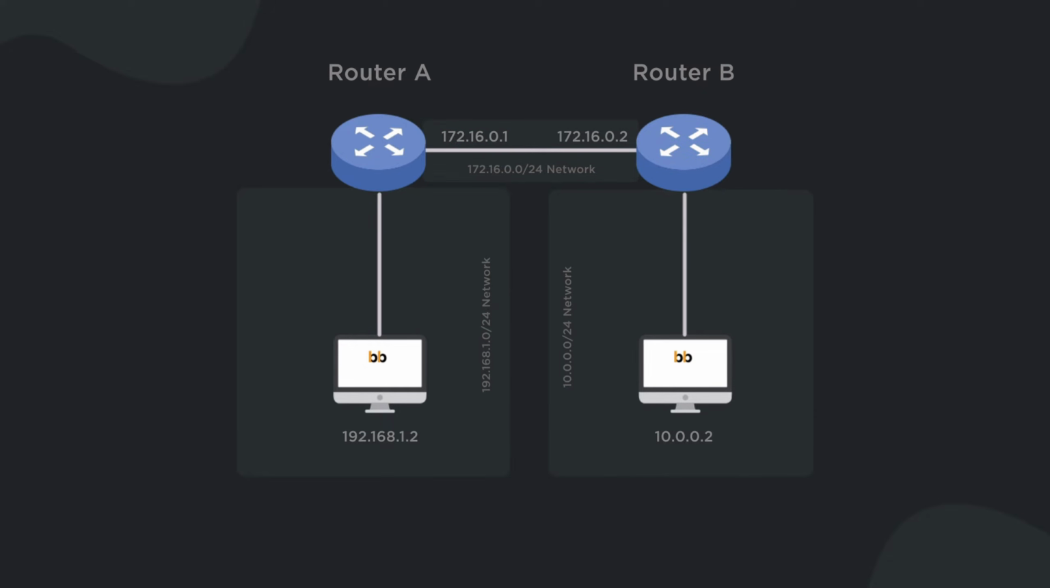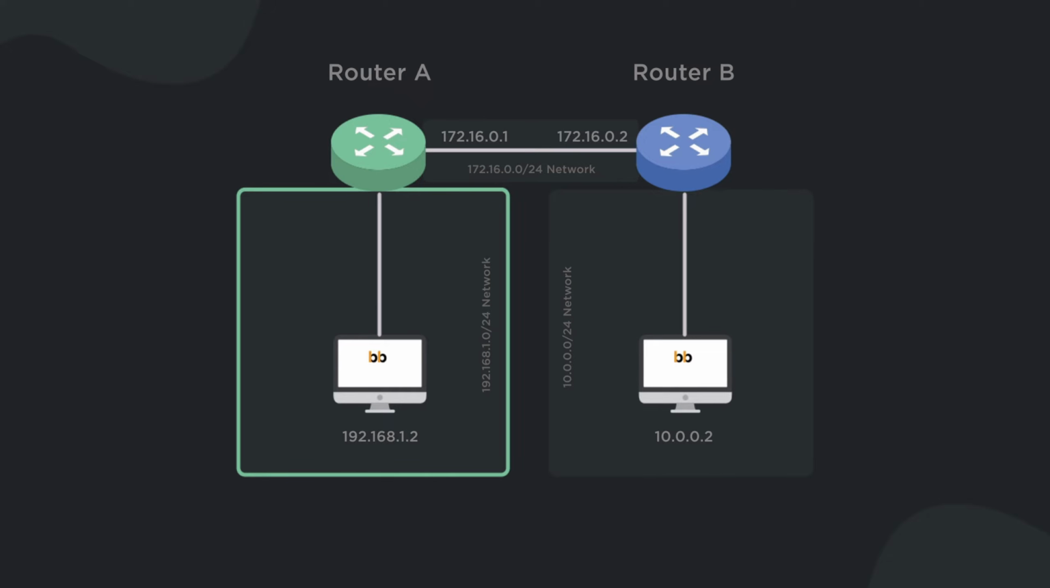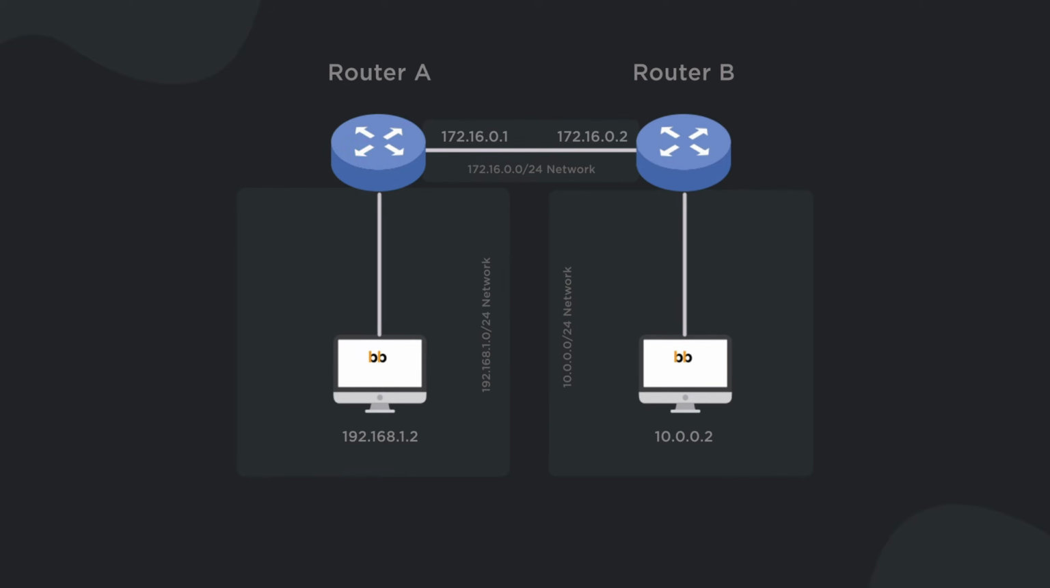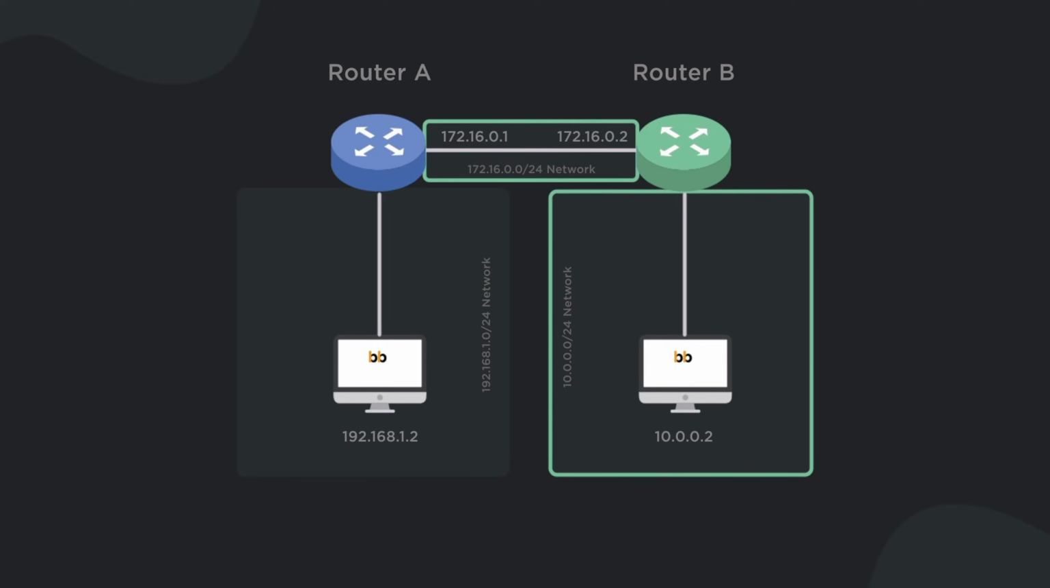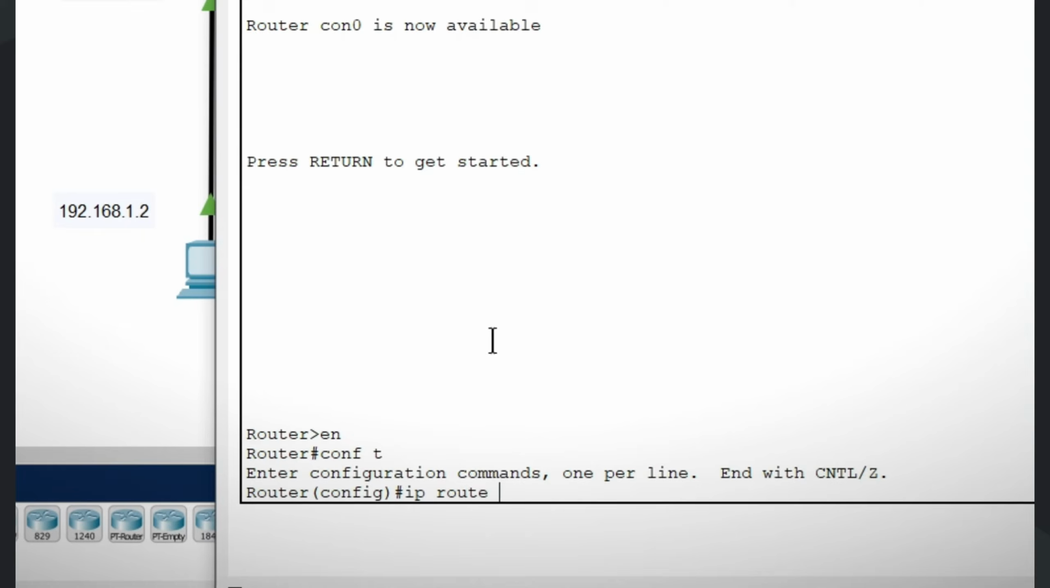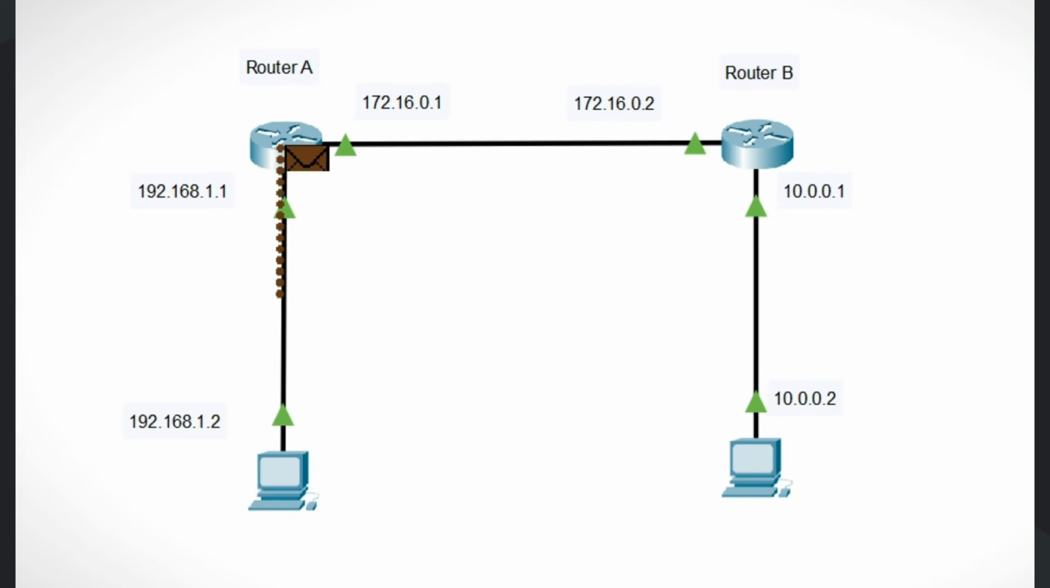Up to this point, router A knows about the 192 and 172 networks since they were directly connected, and it learned about the 10.0 network through our static routes. Similarly, router B knew about the 172 and the 10.0 networks as they are directly connected, and it learned about the 192 network through our static routes. Since our static routes are set, let's try pinging now, and it is a success.